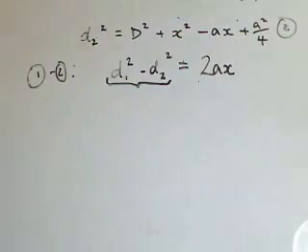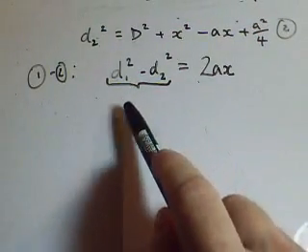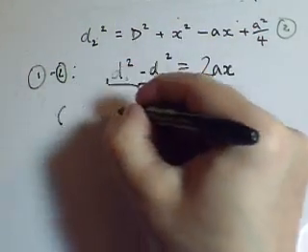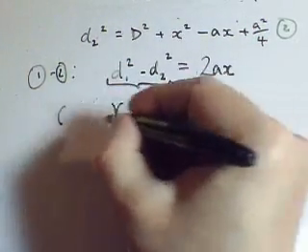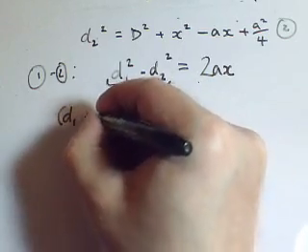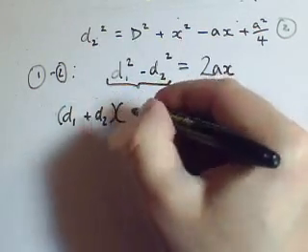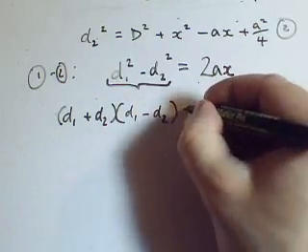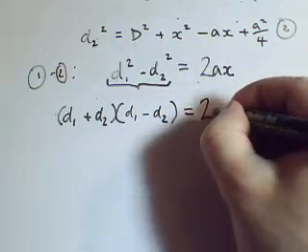Okay, we've got this far. Mathematicians like to call this the difference of two squares, and the way we factorise that is two brackets. The first bracket has got d1 plus d2, and the second bracket has got d1 minus d2. And the other side I'm going to leave alone, 2ax.